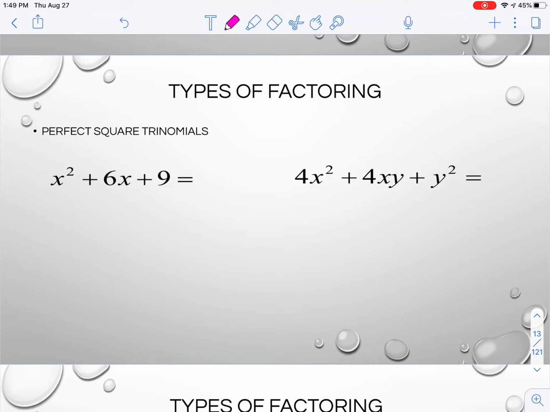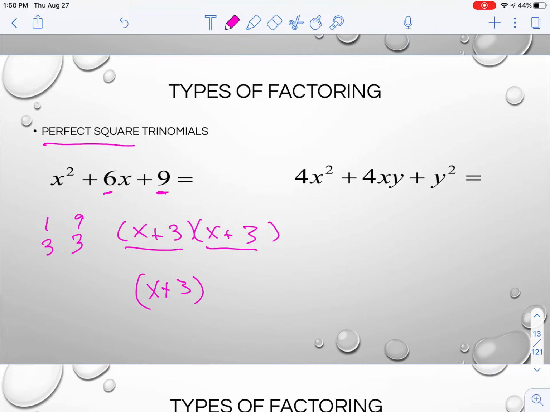What multiplies to be 9, because the a value is 1, but adds to give me 6? So 1 and 9, or 3 and 3. Well, it's 3 and 3. So you got 3 here, 3 here. And again, it's called perfect square because this is the same thing times itself. So we can rewrite this as x plus 3 quantity squared. Okay.